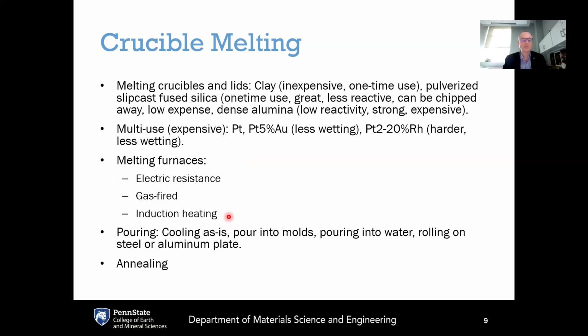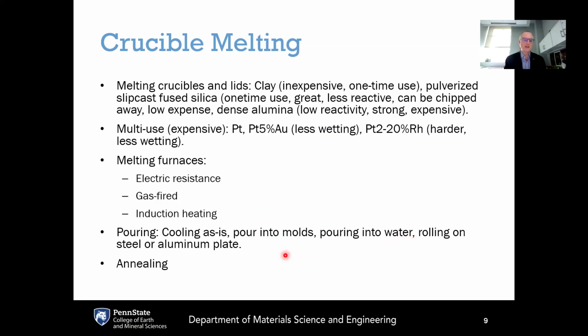After the batch is completely melted and homogenized, then you would take the crucible out of the furnace, and you can either cool the glass in the crucible or pour it into molds or just pour it onto a stainless steel tabletop. It can also be poured into a bucket of water to generate cullet, or it can be rolled onto a steel or aluminum plate. So there are many ways of getting the glass out of the crucible based on how quickly you need to cool it to avoid crystallization and what type of shape you are looking for in the final glass.